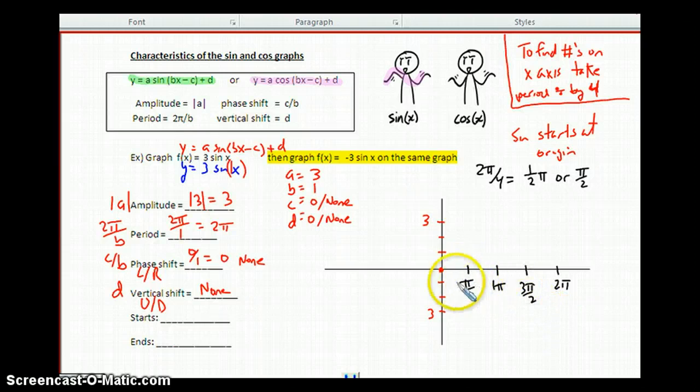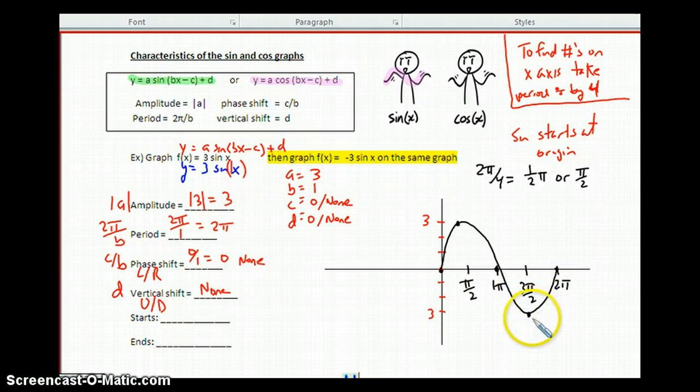I really need to have these 4 numbers here in addition to my starting spot so I can get my 5 dots. So I've already got my starting spot here. Now I just continue the pattern. Starts at the origin and would go up to the top of the amplitude, up to 3, back down to here, down to 3, and then back up to 2 pi. And that would be 1 period.